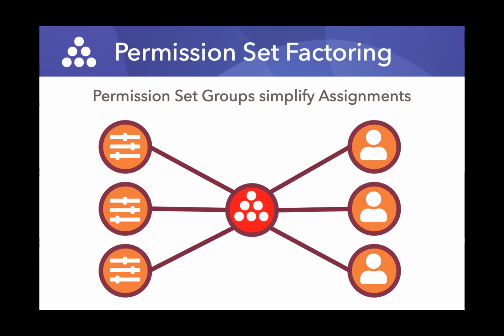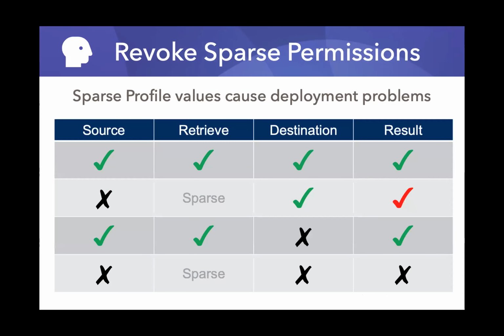Now, there are a couple of troubles and problems I want to bring up. One of them is what I call the sparse profile problem. Any tool that uses the Metadata API to retrieve profile permissions, especially user permissions and object permissions, will have this issue. Let's say we have a source org, in my left-hand column here, that has some permissions granted and some permissions denied. Let's say they're user permissions.